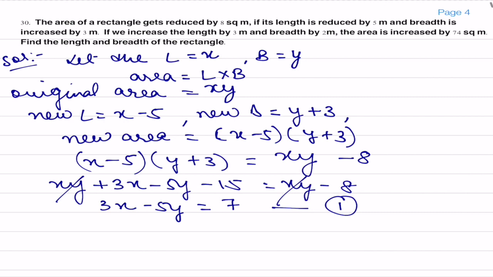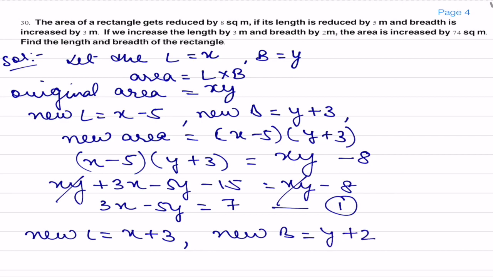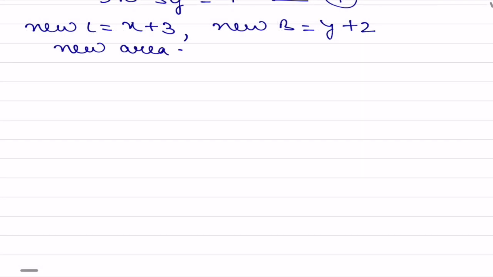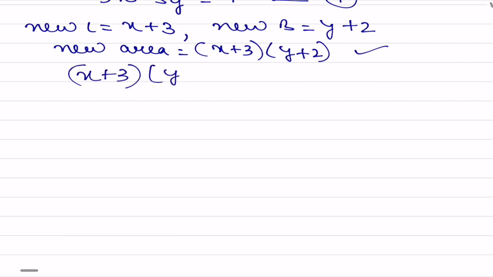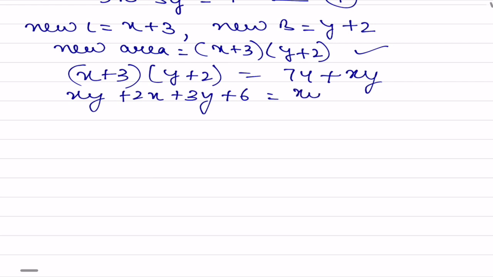Now we'll come to the second part of the question. If we increase the length by 3 and width by 2, the new length is x plus 3, and the new width is y plus 2. What is the new area? New length into new width. Now they said that this new area is increased by 74. So again we open the brackets and we will get our second equation. xy cancels, so 2x plus 3y is equal to 68. This is our second equation.